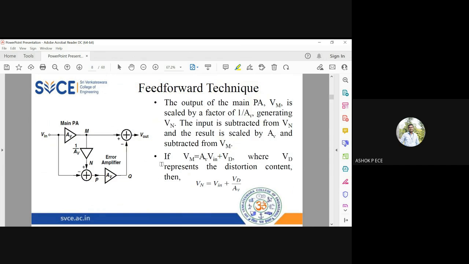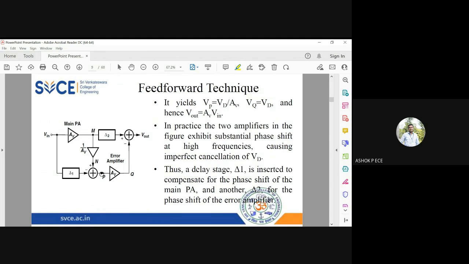Okay, so if you see the mathematics, what is the voltage at point M? I can write Vm equal to AV into (Vin plus VD). Assume you have a distortion; VD is a distortion. And at the point N, I'm going to divide the Vm by AV. So Vn will be equal to Vin plus VD by AV. You see here, the distortion is divided by AV.